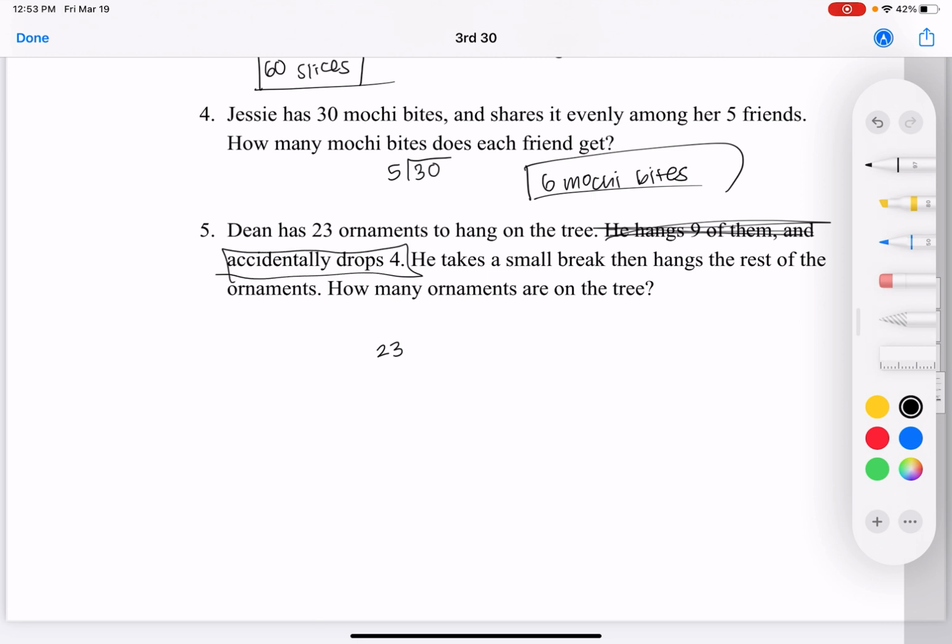He drops 4, which means 23 minus 4. This changes into 13. This changes into 1. 13 minus 4 is 9. 1 minus nothing is 1. So he has 19 ornaments on the tree because he hangs all of them except for the 4 that he drops. So the answer should be 19 ornaments.